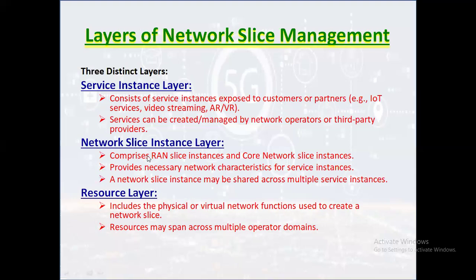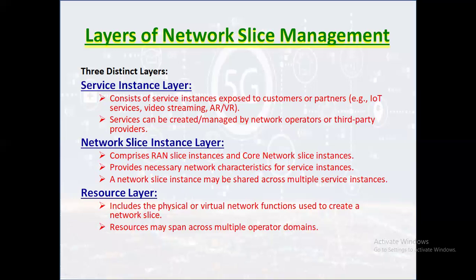This top layer consists of service instances that are exposed to customers and partners, including applications like IoT services, video streaming, and AR, VR. These services can be created and managed by network operators or third party providers, enabling flexibility and innovation. Next is the network slice instance layer.